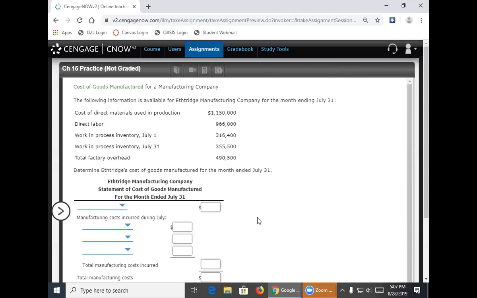So then our beginning balance. So our beginning balance plus that. 2,922,900. Very good. So those are our total manufacturing costs. Okay. So then we take this minus our balance. So the 2,922,900 minus our ending balance gives you what?